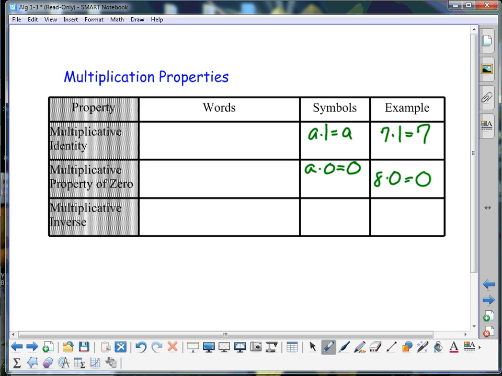And lastly, we have the multiplicative inverse. For every number A over B, and B does not equal 0, there's exactly one number that when you multiply it by it, you will get 1. So A over B times its multiplicative inverse, B over A, equals 1. 7 over 1 times 1 over 7 equals 1. Multiplicative inverse. This should feel a lot like, oh yeah, I've seen that before, I know that.